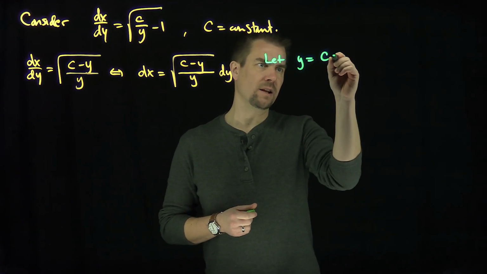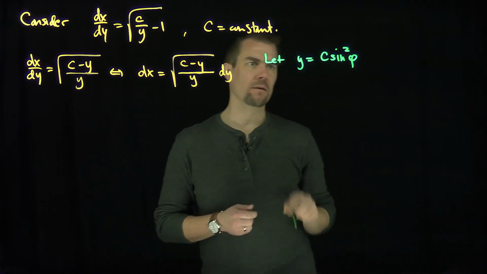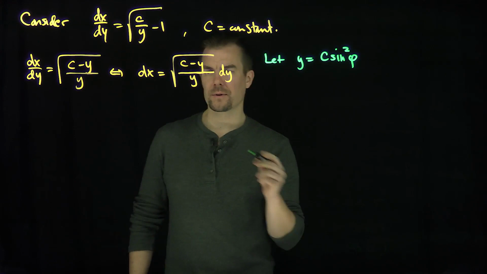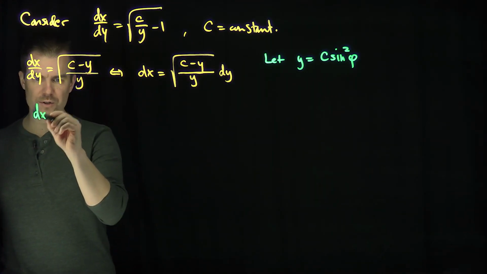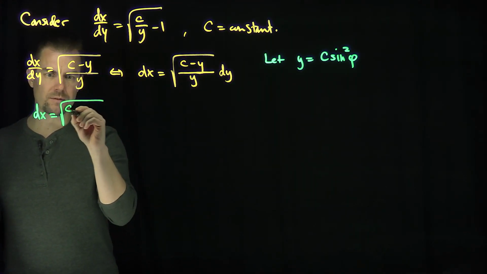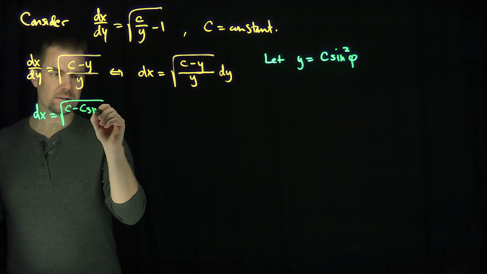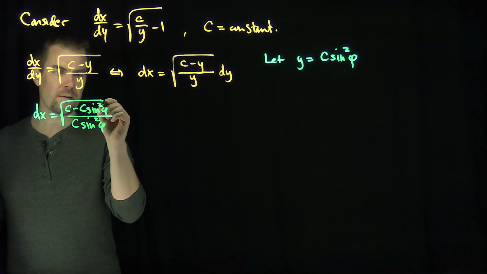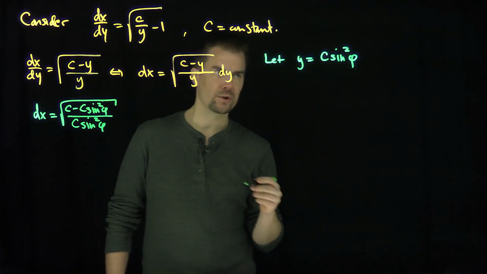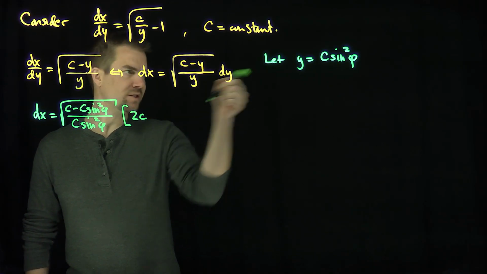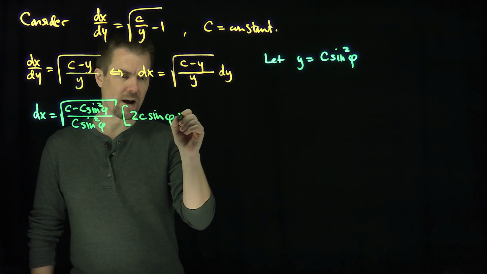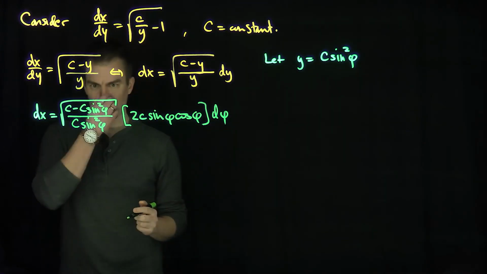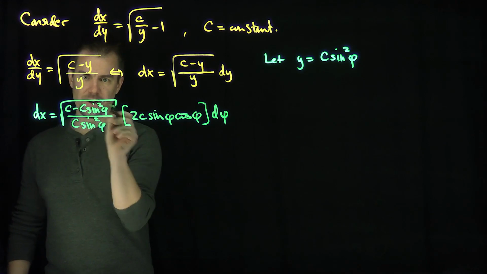Let y be c sine squared of an angle phi. If we make this substitution, what happens? Then this will turn my separable differential equation into dx equals the square root of c minus c sine squared phi over c sine squared phi. And what is the differential? dy is going to turn into 2c sine phi cosine phi d phi.